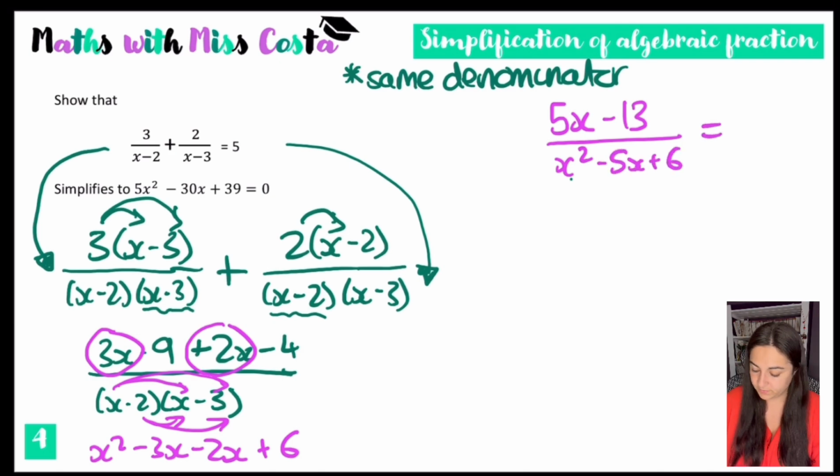Now let's make it equal to 5 because that's what we've been told. And what could we do? Well, let's rearrange it by multiplying both sides by the denominator.